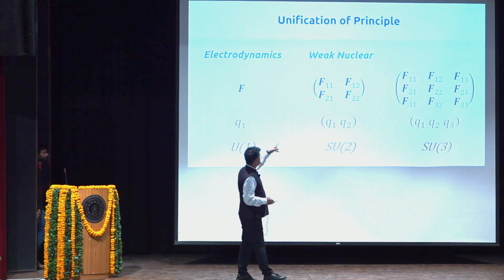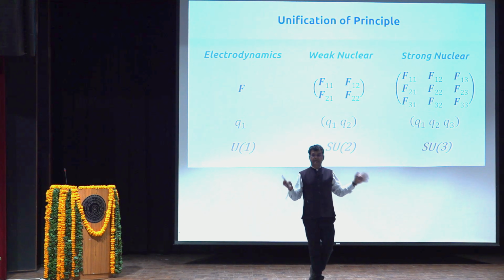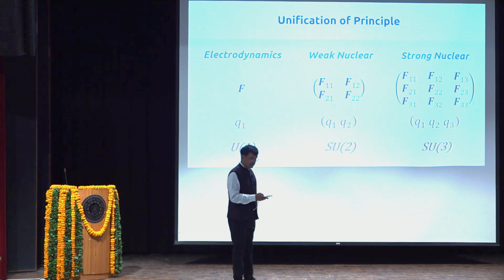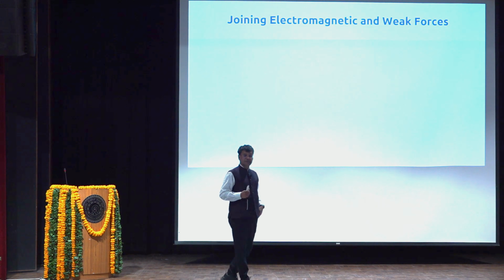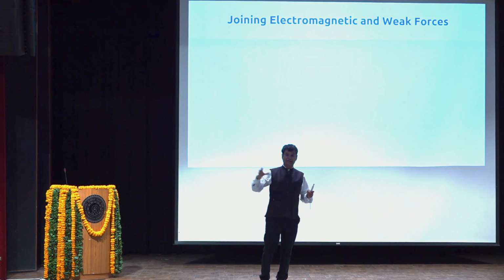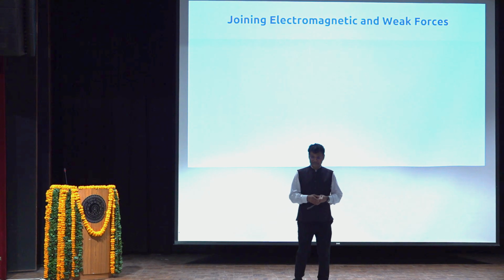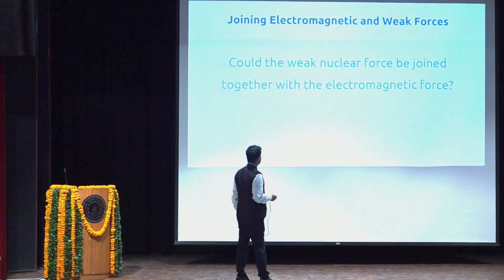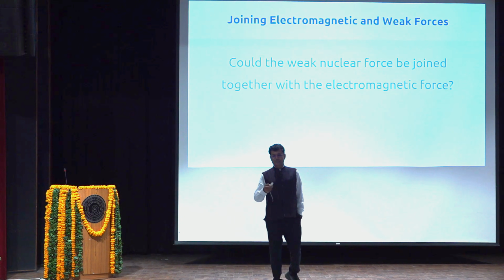So electrodynamics, weak nuclear and strong nuclear, these three very distinct forces are described by the same principle with slight generalization of the notion of gauge theory, okay? Now the question becomes, can we really join electromagnetic and weak forces in the way electricity and magnetism were joined together? Could the weak nuclear force be joined together with the electromagnetic force, right? You could ask this question over coffee.